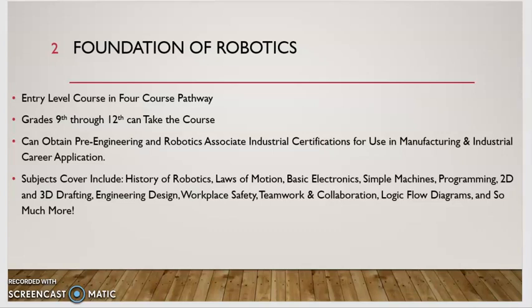Subjects covered in this course are the history of robotics, laws of motion, basic electronics, simple machines, programming, specifically Robot C, 2D and 3D drafting, and obviously the engineering design cycle. We're also going to have a course in workplace safety based on the OSHA workplace safety course that they provide. We're going to learn skills and practice teamwork and collaboration throughout the course. We're going to learn about things called logic flow diagrams and basic logic gates, which are used not only in marketing and business, but also in engineering and a lot of other topics.